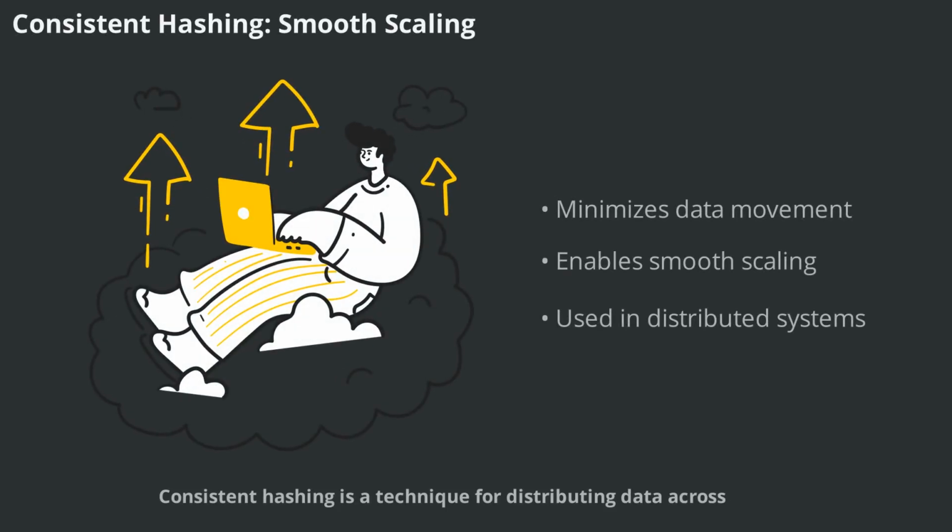Consistent hashing is a technique for distributing data across nodes with minimal disruption when nodes are added or removed. In a simple hashing system, adding a new node can require remapping most keys, causing massive data movement. Consistent hashing solves this by placing nodes and keys on a logical ring, so only a small portion of keys move when the system changes. This makes scaling distributed caches and databases much smoother, allowing your system to grow without constant reshuffling.